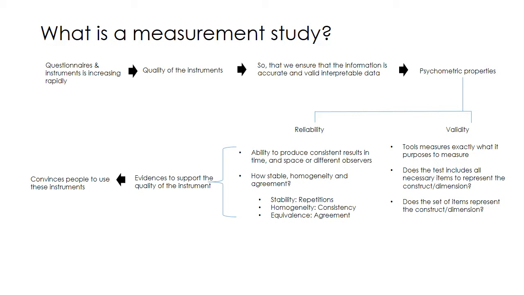So how do you assure that the instrument that you are going to use is in good shape or of good quality? A good instrument should be able to provide accurate information about the content that we want to measure. The information should be valid and interpretable. That is what we call psychometric properties in instrument studies. We need to look into the psychometric qualities of an instrument to ensure that the information that we get is accurate and valid.